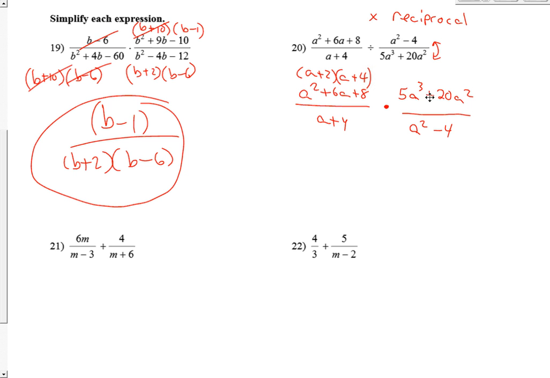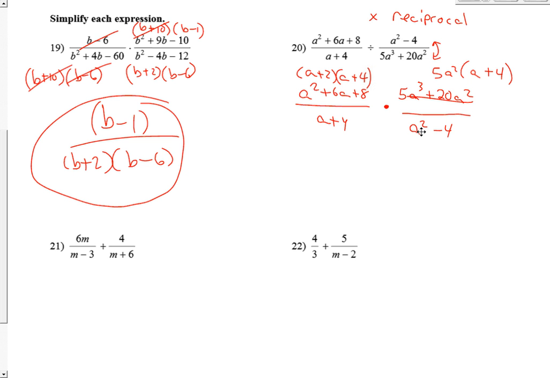Over here, I only have 2 terms, but it's not a special factoring formula. So I see that I have a common factor of 5, and I have a's in both terms, and I have an a squared. So I'm factoring out 5a squared. When I factor out 5a squared from 5a cubed, I'm left with an a. When I factor out 5a squared from 20a squared, 20 divided by 5 is 4, so that's going to be plus 4, and the a squared gets factored out. So I'm left with 5a squared times (a plus 4).